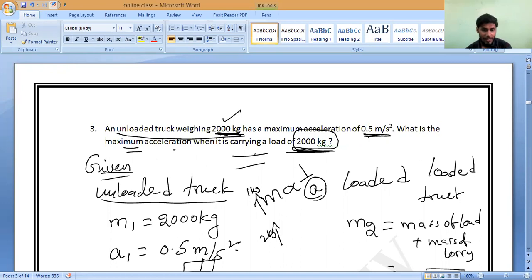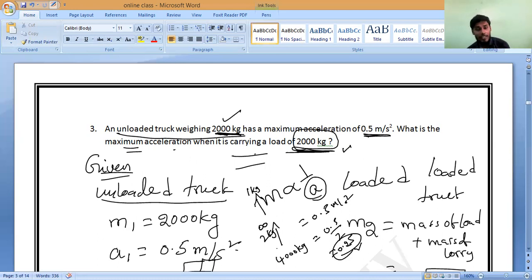Now, initially mass is 2000 kg, so the acceleration is 0.5 meter per second square. Now mass will become how much, Ra? 4000 kg, means double. So here acceleration will become half, equal to 0.25. Like that also you can do. Same question will come for MCQ. You can use this relation. If it comes for the 2 mark or 3 mark, you have to solve like this.